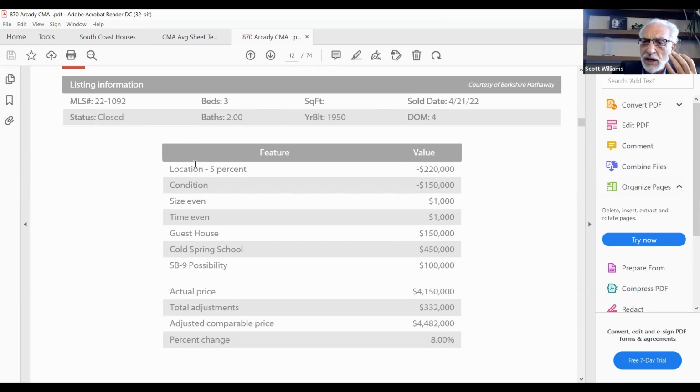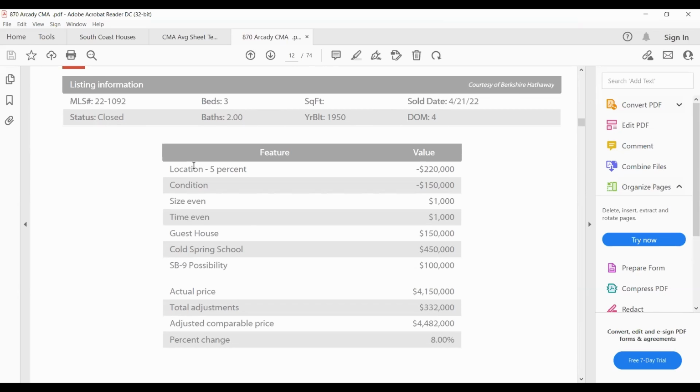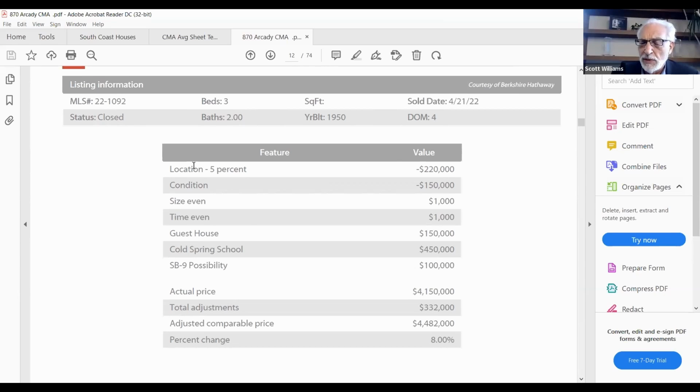Time is how fast the market is going up. Because if a house sold 4 months ago and the market's going up 2.5% a month, I have to adjust 10%. 2.5% times 4 months. It might get back to the point where it's 1% times 4 months or 0.5% times 4 months. The adjustment may not be so big, but right now, time is a really big adjustment.